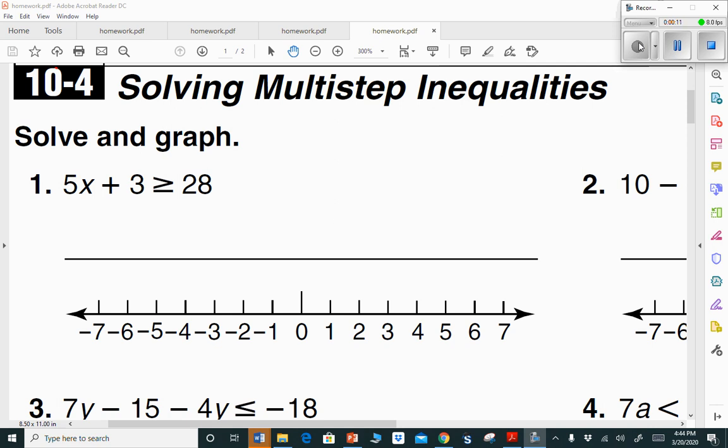Hey, this is sort of new and different. Inequalities. Go ahead and start taking notes. 10-4, solving multi-step inequalities. Yep, fun times.